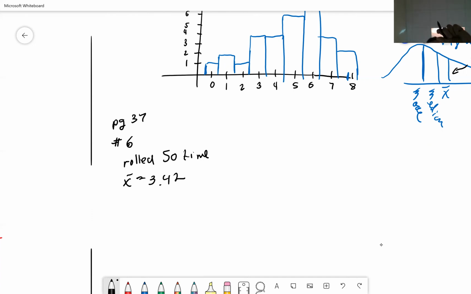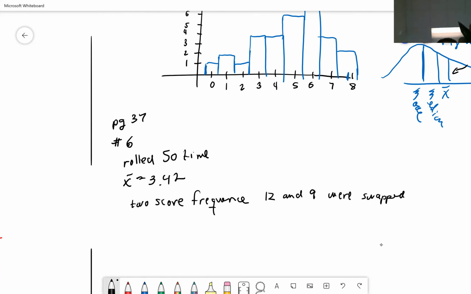Okay, so 2 scores, frequencies 12 and 9 were swapped. What is the correct mean?